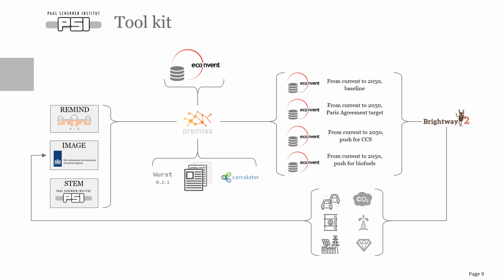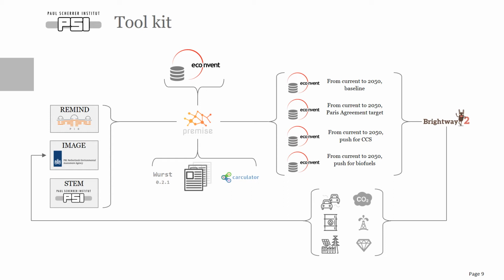So we work mainly with three types of integrated assessment models, which are Remind, which is developed by the Potsdam Institute for Climate Impact Research. Then we have Image, which is a model developed by the Environmental Agency of the Netherlands. And then we have STEM, which is a model developed here at PSI with a focus on Switzerland.